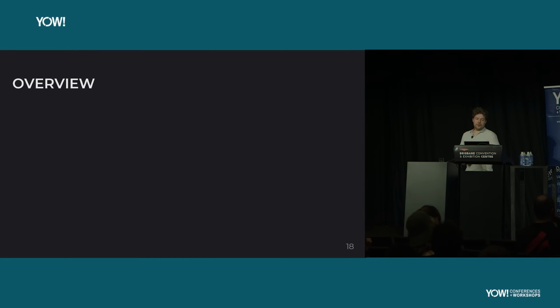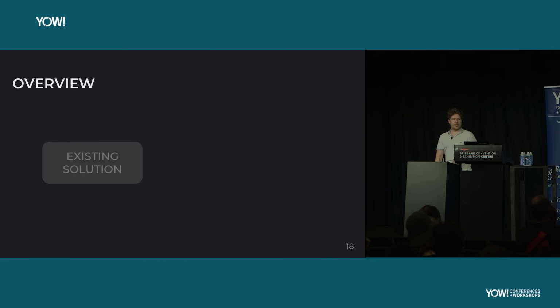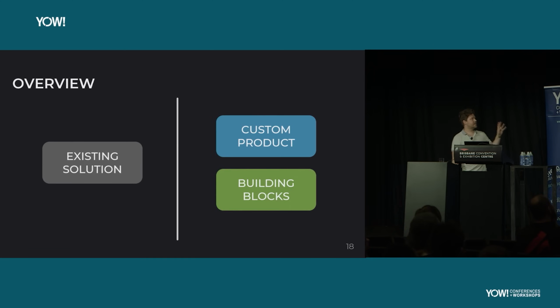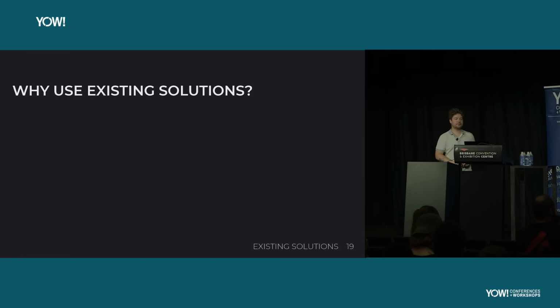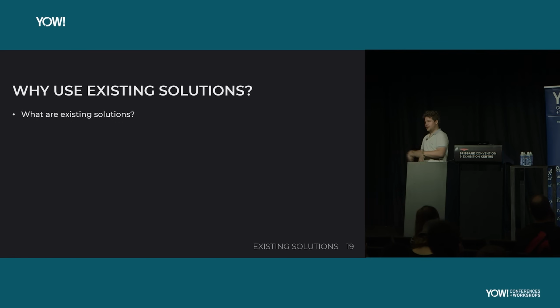And so the overview of what we're going to talk about for the rest of today is basically this concept of picking an existing solution versus building our own out of these building blocks. So the first thing I want to talk about is, why do we even use existing solutions, and what are they? An existing solution is just an exact product that does what you need it to, in the sense that it solves your problem.